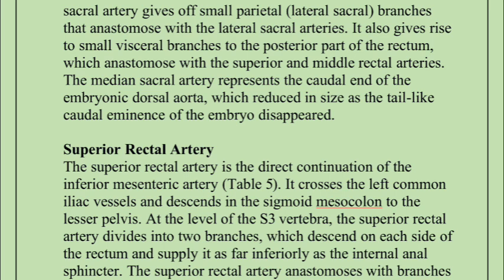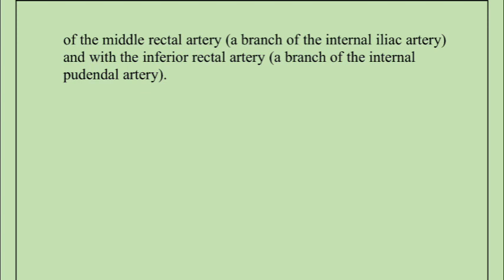The superior rectal artery anastomoses with branches of the middle rectal artery, and the middle rectal artery is a branch of the internal iliac artery. So the superior rectal artery also anastomoses with the inferior rectal artery, a branch of the internal pudendal artery.